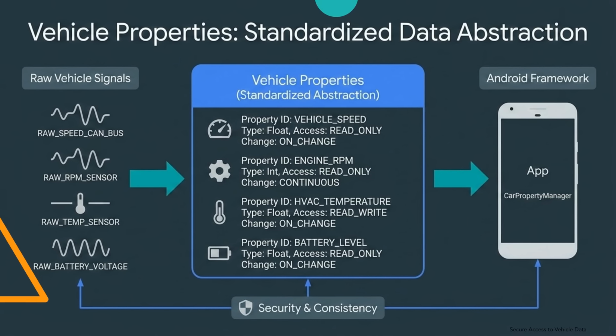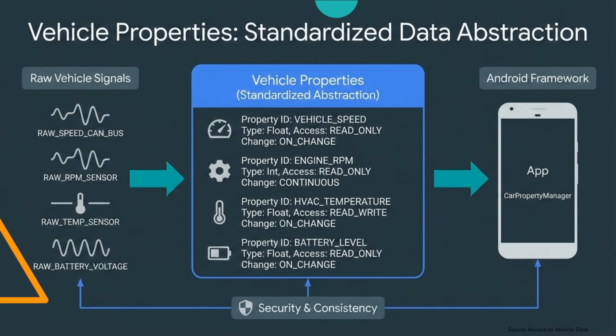In Android Automotive, vehicle signals are represented as vehicle properties. These properties define all data exchanged between Android framework and vehicle systems. Each property is uniquely identified using a property ID. This ID represents a specific signal such as vehicle speed, engine RPM, HVAC temperature, or battery level. Properties also define data type, access mode, and change behavior. For example, some properties are read-only, while others allow read and write operations.